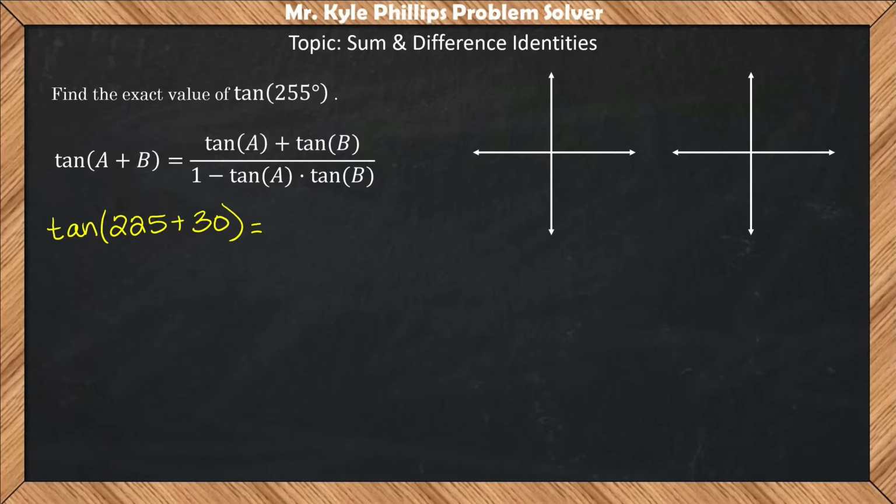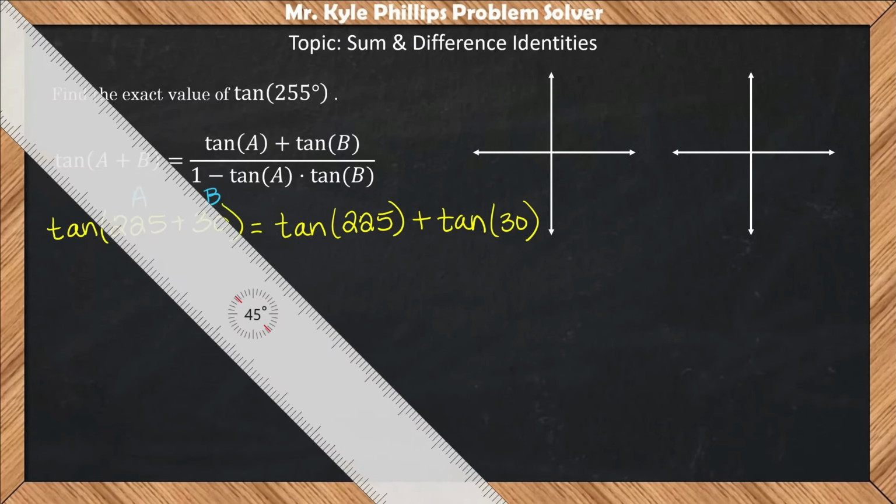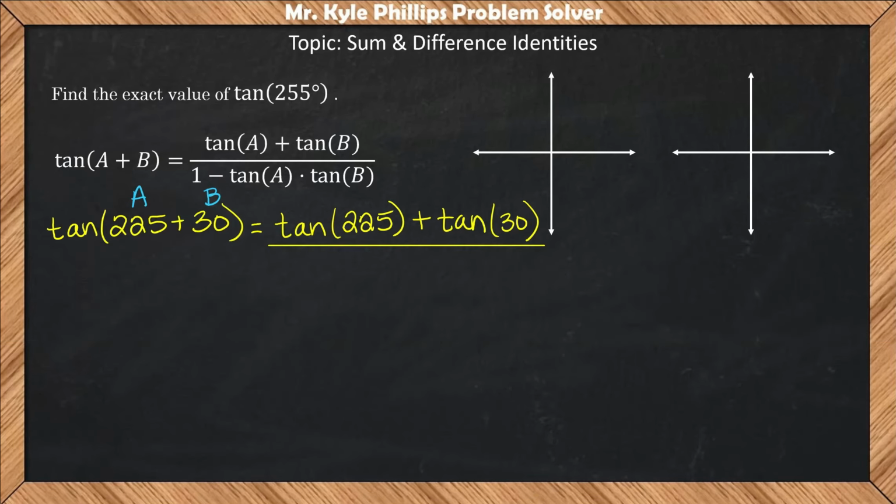So we'll go ahead and plug our values into this equation. So we have tangent of A. We will say this is tangent of 225 plus tangent of 30. We'll put this all over 1 minus tangent of 225 times tangent of 30.